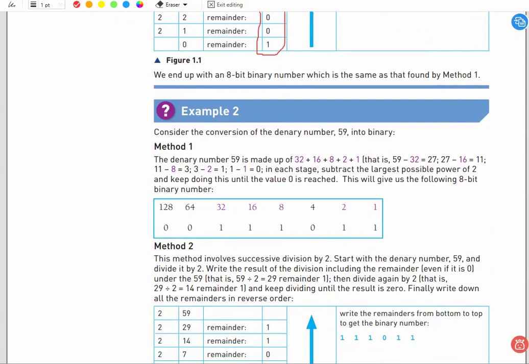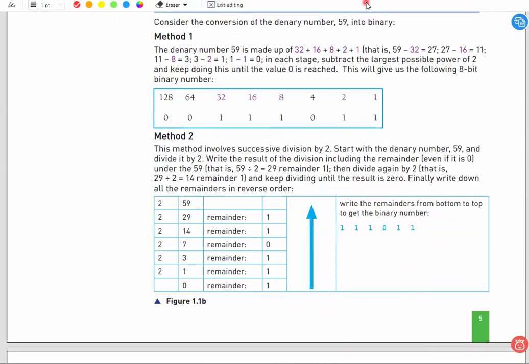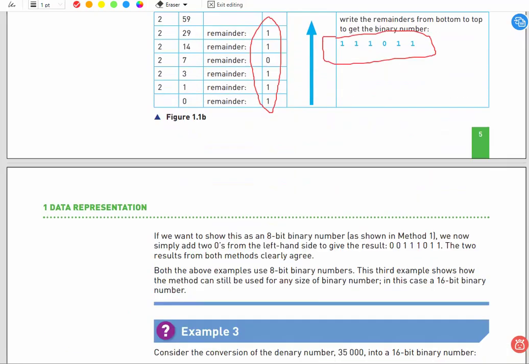Okay, now similarly, you can count 59. Here is the first method, and then the second method: 2 divided by 29, 1 remainder, and so on. I hope you will attempt this question. Nothing will bother you in this case. I hope you will solve it easily.